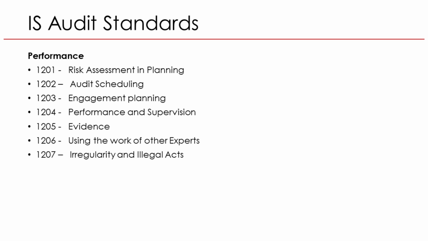Finally, 1207. Irregularity and illegal acts requires auditors to remain alert for signs of fraud or non-compliance. For example, discovering falsified access approvals, and report them through the proper channels. Together, these performance standards ensure our audit work is risk-focused, well-supervised, and evidence-based, leading to credible and professional results.